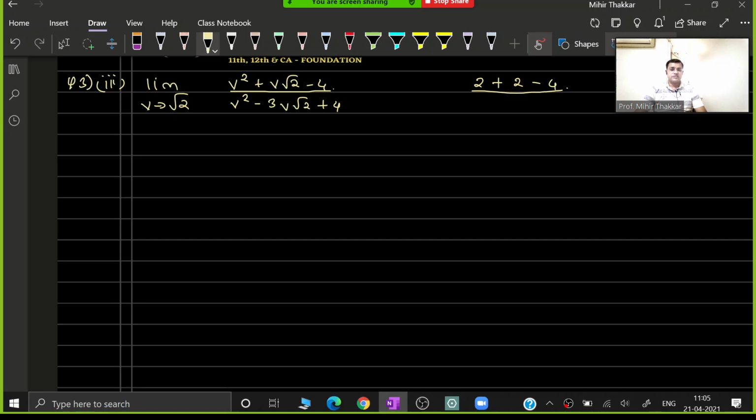Denominator: v square minus 3v root 2 plus 4. So this becomes 2 minus 3 into 2 plus 4. The numerator obviously looks like 0 only. The denominator is nothing but 6 minus 6, which is also 0 over here. Because the denominator is 0, again it becomes an indeterminate function.